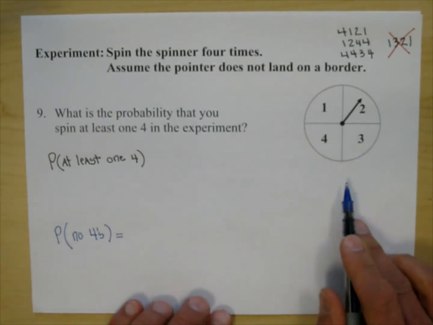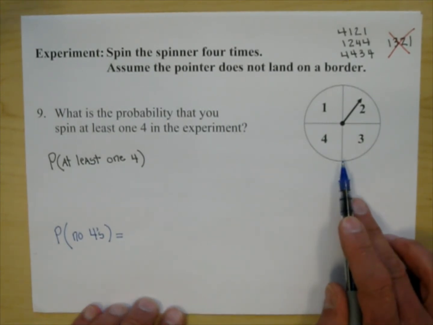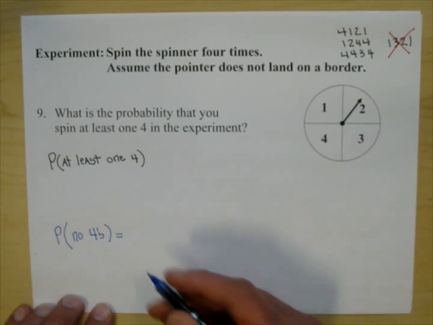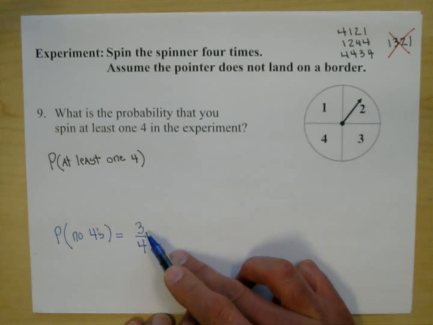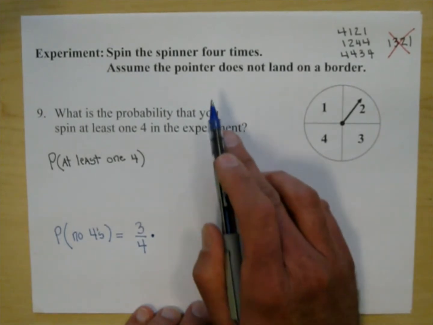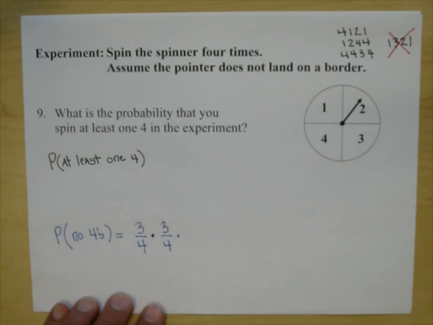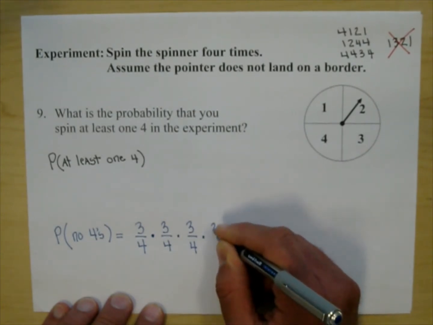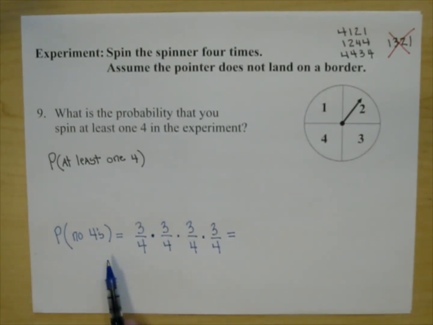So let's see if we can do this problem. Now I could draw the box with the 4 marbles and say 4 times with replacement. I'm not going to do that. What is the probability you spin the spinner and get something that is not a 4? Well, 3 out of 4. Okay, because you can get a 3, a 2, or a 1, so that's 3 out of 4. Okay, do it again. You're spinning 4 times. Well, that would be 3 out of 4. Do it again. 3 out of 4. And then the 4th time, 3 out of 4.